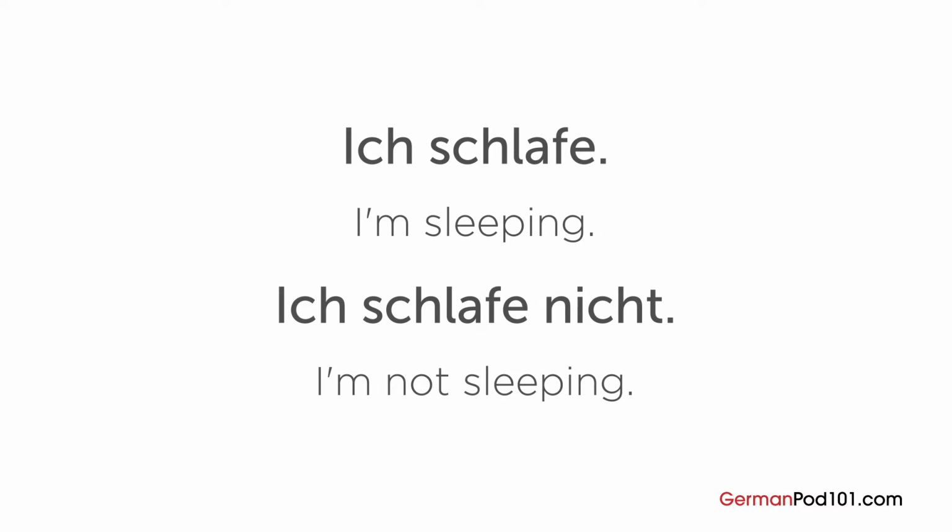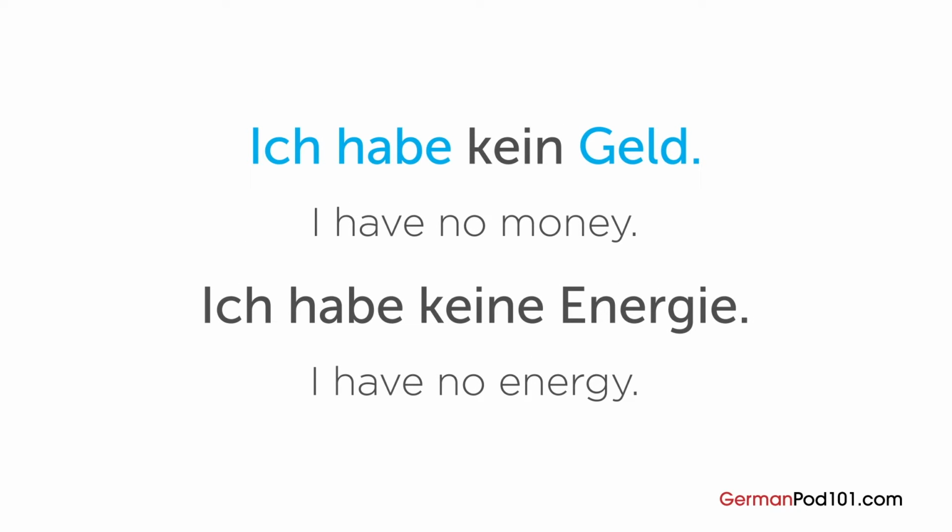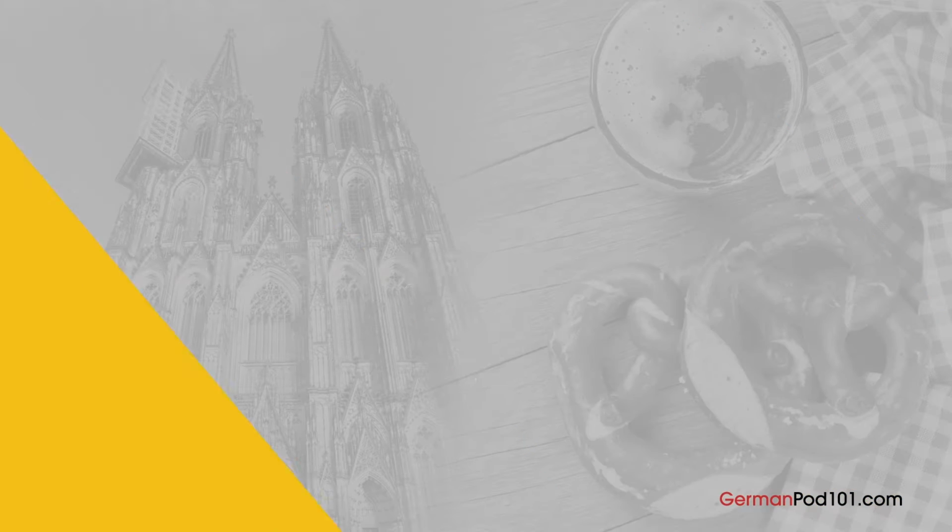Negating basic sentences in German is easy compared to English. Simply add nicht, which means not, at the end of a German sentence. Ich schlafe. Ich schlafe nicht. If you want to show that you have zero sum of something, you would add kein, which can be translated to no, depending on the sentence. Ich habe kein Geld. Ich habe keine Energie. This is a simplified way to negate basic sentences in German.